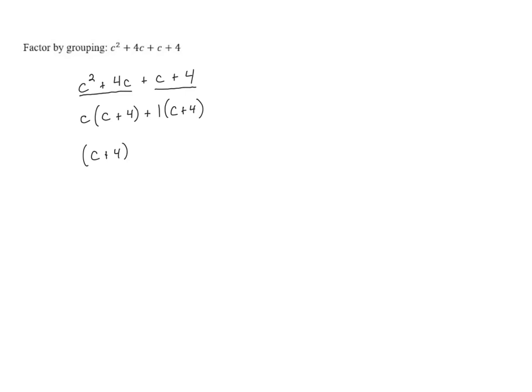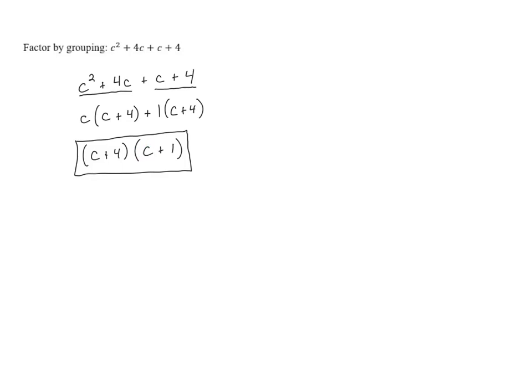And then if we look at what's left over, we've got a c in the first group, and then that 1 is left over in the second group. We need that 1 there so that we have a leftover. So this becomes c plus 1 as the leftovers, and we end up with c plus 4 times c plus 1. If we didn't have that 1, we would end up with c plus 4 times just c.